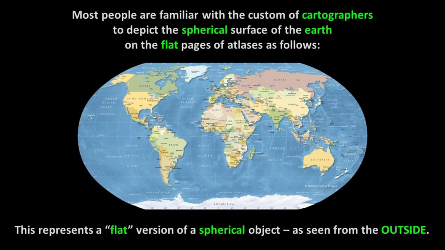Most people are familiar with the custom of cartographers to depict the spherical surface of the earth on the flat pages of atlases as follows.